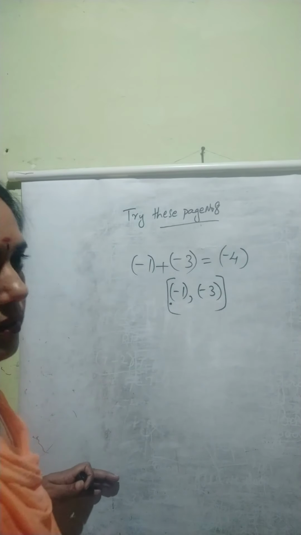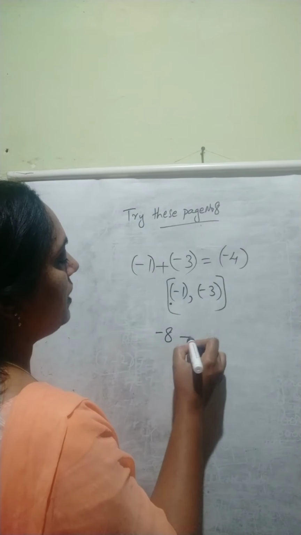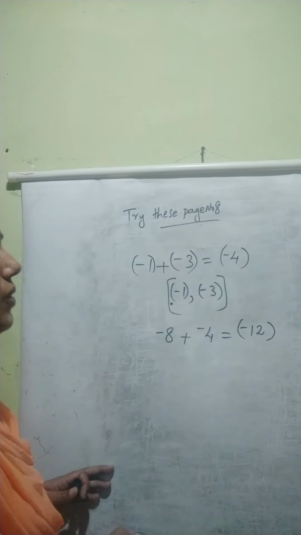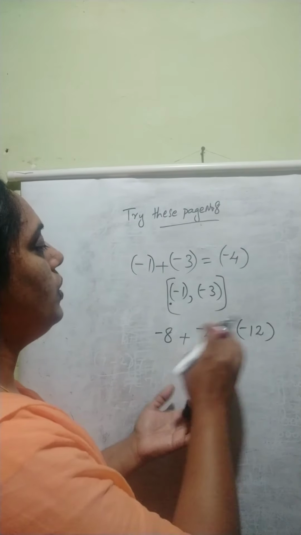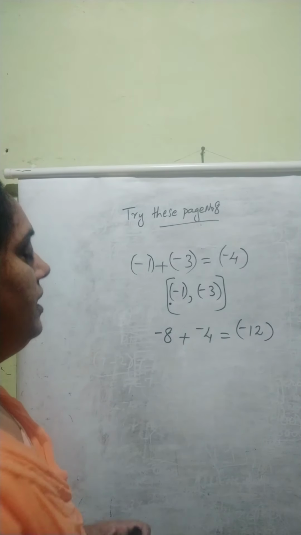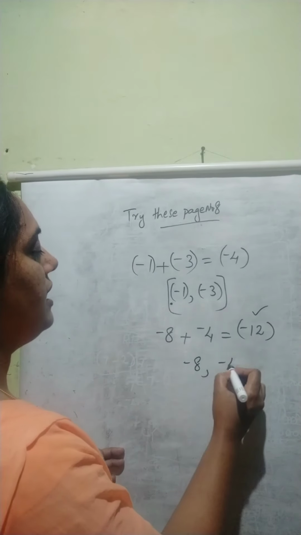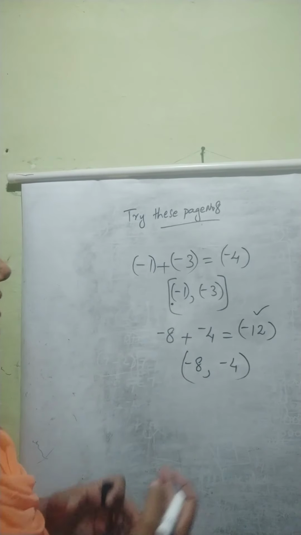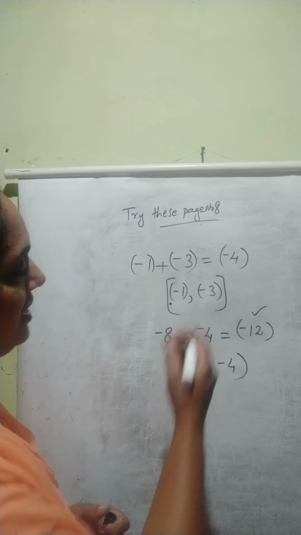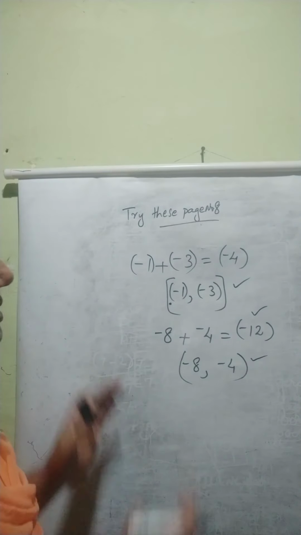Okay, then another one, that is negative 8 plus negative 4. Answer is negative 12. So when we are adding these two integers, negative 8 and negative 4, we will get negative 12 itself. This negative 12 is smaller than negative 8 and negative 4. So we can say the another pair as negative 8 and negative 4. Okay, only one is enough. One pair is enough for each question. These are examples.